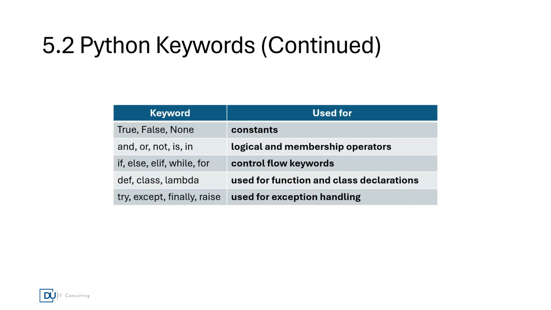Let us now look at some sets of keywords and what they are typically used for. The first set of keywords, True, False, and None, are actually constants. And, or, not, is, in are logical and membership operators. If, else, elif, while, for are used for control flow. Def, class, lambda are used for function and class declarations. Try, except, finally, raise are typically used for exception handling.